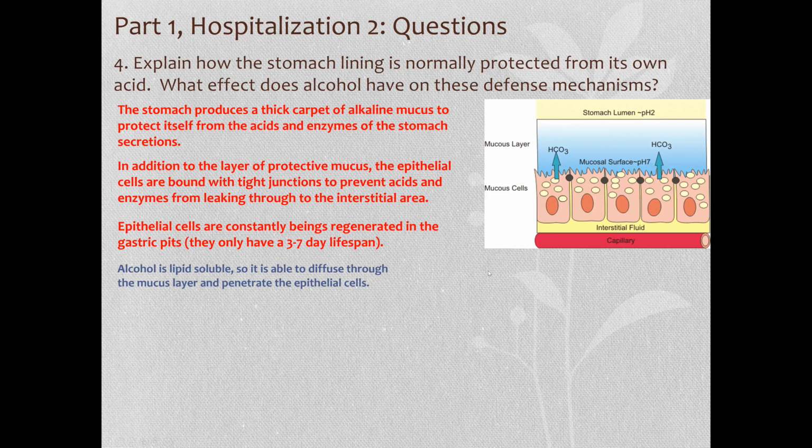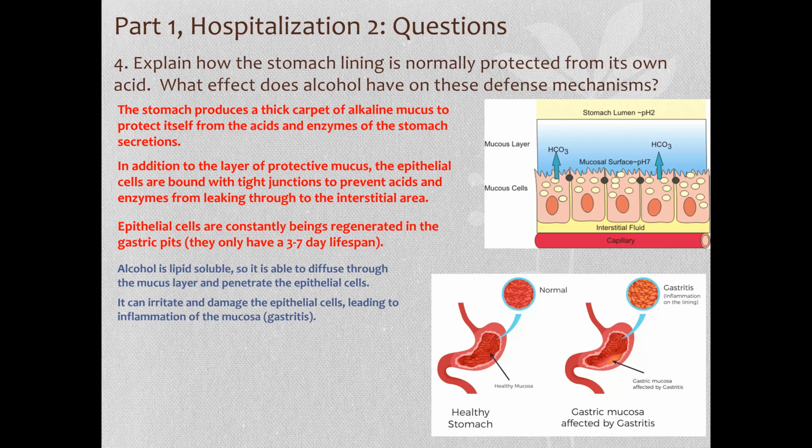So in the case of alcohol, alcohol is lipid soluble, so it is able to actually diffuse through the mucus layer and even penetrate into the epithelial cells. So it can irritate and damage the epithelial cells, leading to inflammation of the mucosa, which is a condition called gastritis. So here is a picture of a healthy stomach with a healthy mucosa, and then during gastritis you have inflammation of the lining, which is going to affect the mucosa inside the stomach.